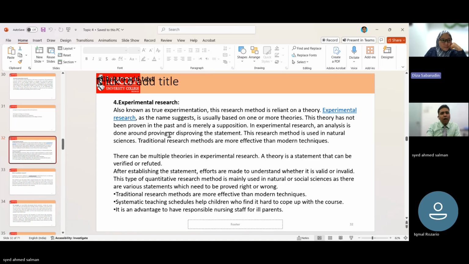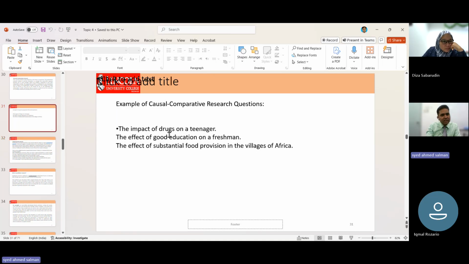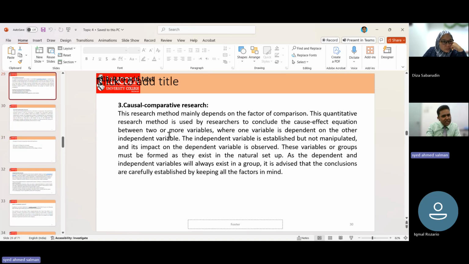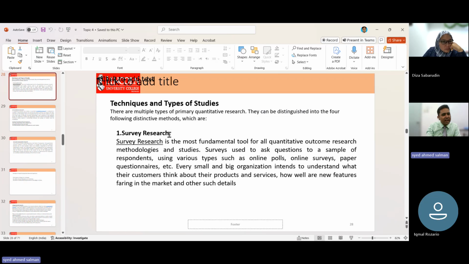Yes, sir. Okay, so experimental research, causal comparative research, correlational research, and survey research, right? How many types? Three types. Four types, sorry, four types, right? So we have completed the quantitative method.